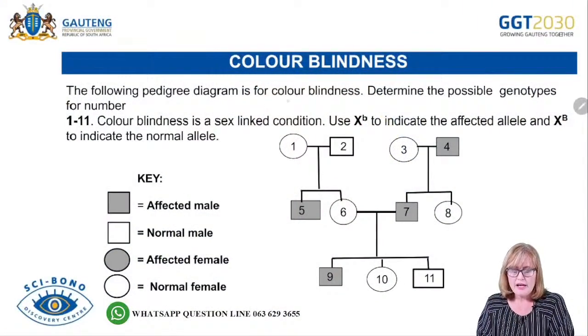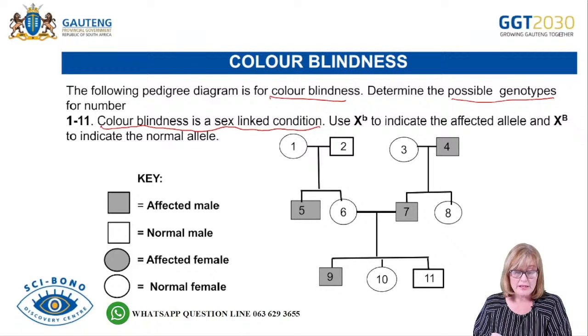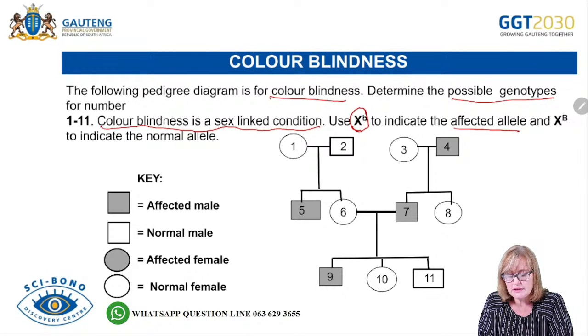Right, so let's look at the stem of the question, or what they're asking. The following pedigree diagram is for color blindness. Determine the possible genotypes for numbers. So I don't want the phenotypes, I want the genotypes. They tell you here, and that's very nice of them. They don't actually have to tell you that it's sex-linked, because you're supposed to know that color blindness and hemophilia are sex-linked. But they actually tell you that. Oh, they were feeling very generous that year. And they also tell you that the affected allele has the small b. It's affected, and the unaffected one, or the normal allele, is the big B.